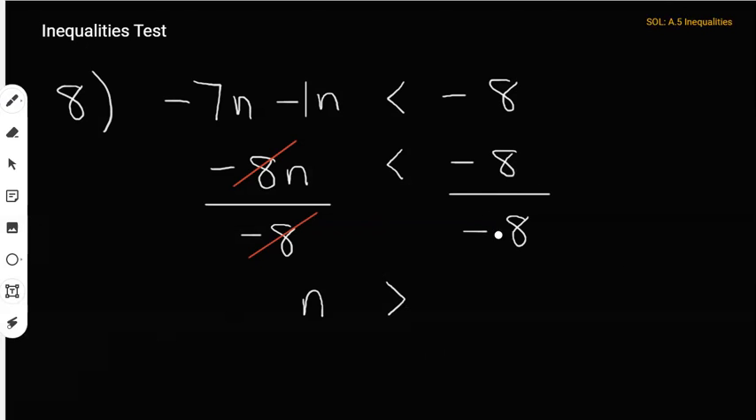And then what's -8 divided by -8? 1. Yep. So n is greater than 1. That's my answer, or my solution. My solution set is going to be all the real numbers n, such that that real number n is greater than 1. That means that any number that's bigger than 1 is going to solve this inequality.